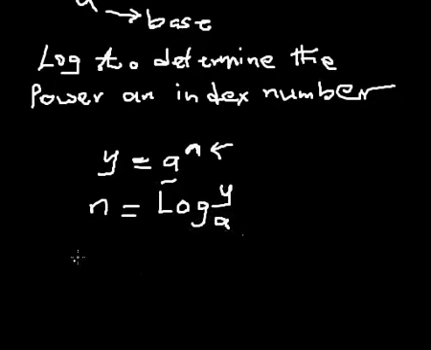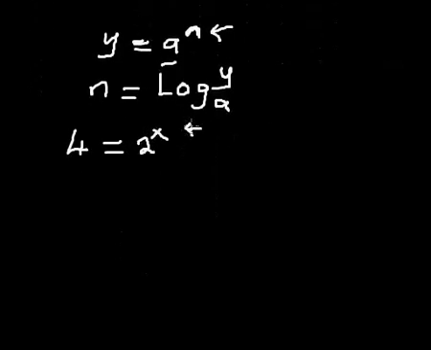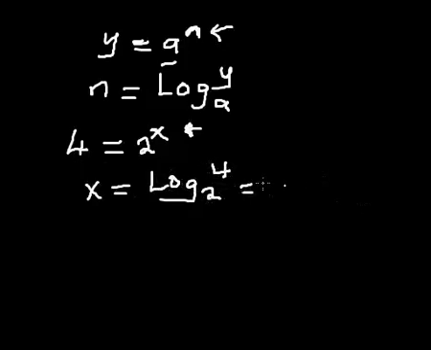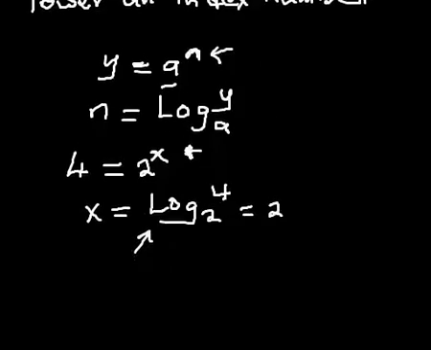Okay. For instance, if 4 is equal to 2 raised to the power of x, and I don't know what x is, so that when I raise 2 to the power of x, I will have 4. I don't know what it is, and I want to get it. To get that, I will simply say that x is equal to the log of 4 to the base of 2. And of course, when you do the log of 4 to the base of 2, you have 2. All right. So you then discover that a log gives you a direct process of finding the power or the exponent of an index. All right. So I hope that is well understood.